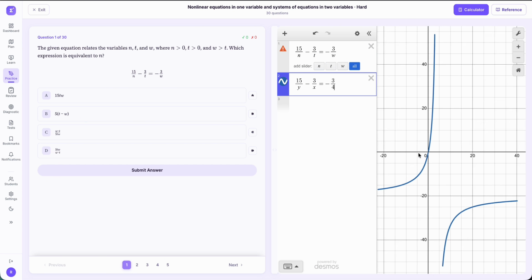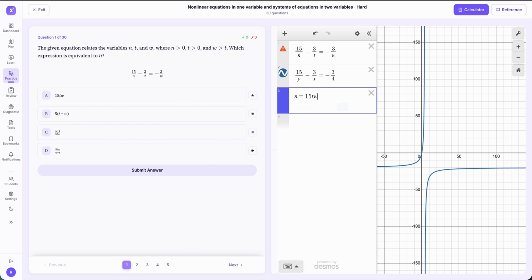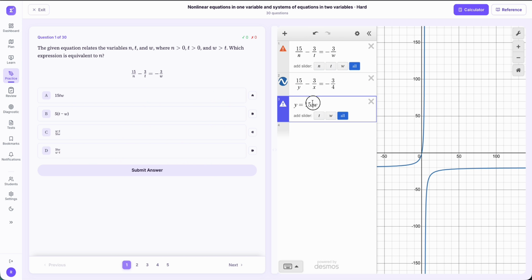So now I have a graph. And now one of these has to be the same exact graph. That's what equivalent means, right? They have to be identical. So again, here though, you have to write again, n equals, right? So these are all like, this one's n equals 15 TW, right? But we've got to replace, n was y, t was x, right?